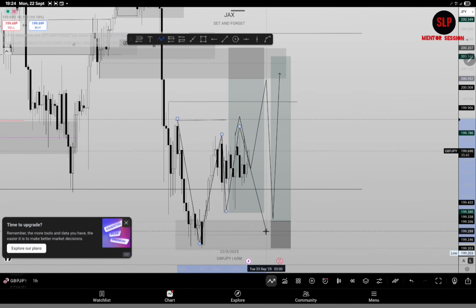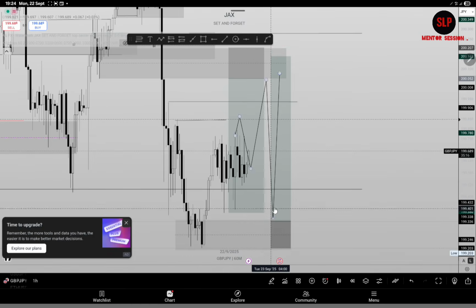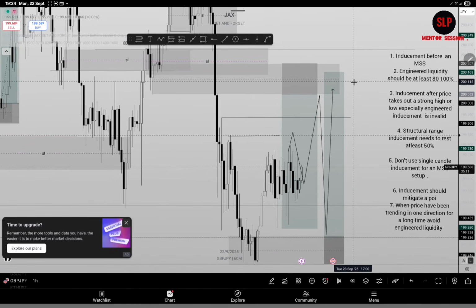Now, if price comes back down and taps into this, I don't expect it to hold. And even if it holds, I'm not interested in the setup, because an inducement that happens before an MSS is not a valid inducement. So if you can see from what I drew right here, I was expecting price to create an MSS, give an extra inducement, what I would call the main inducement, then tap into this sell, come down, tap into the point of interest before pushing back to the upside. So number one is an inducement that happened before an MSS is not a valid inducement.